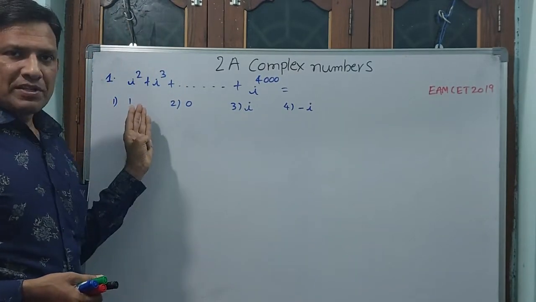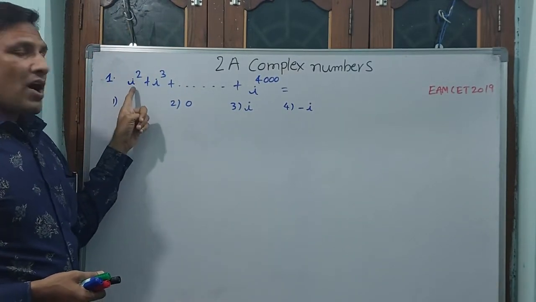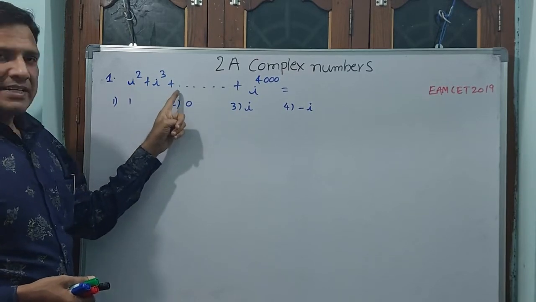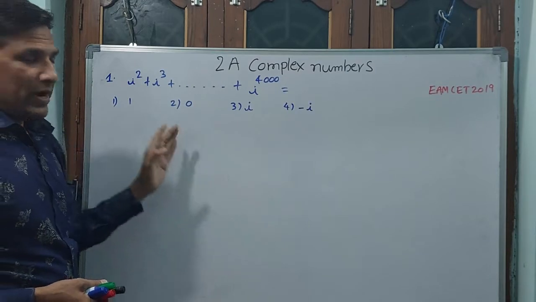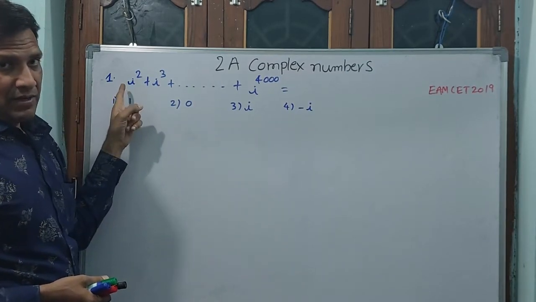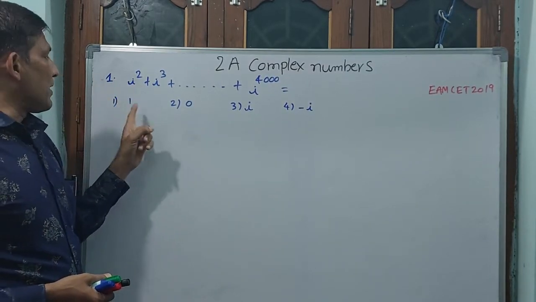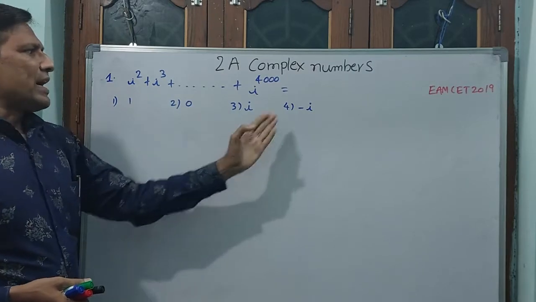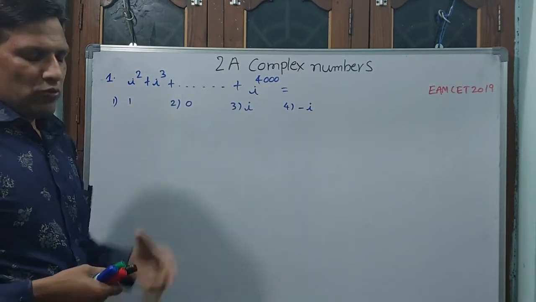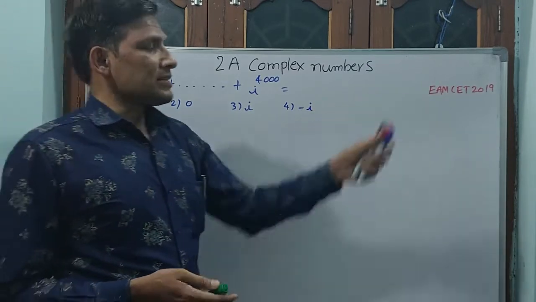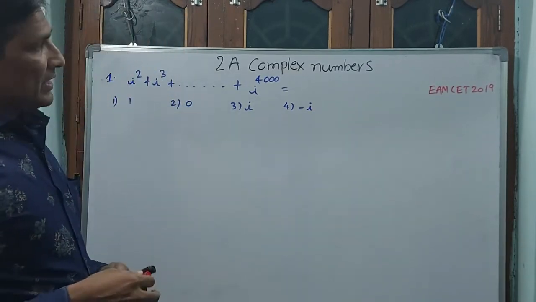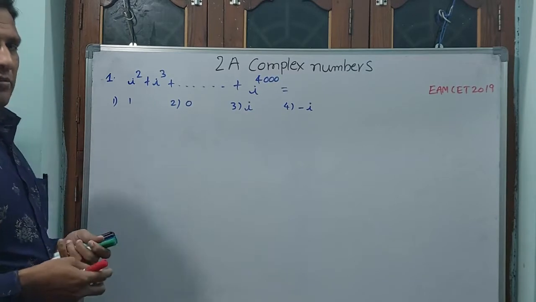See, first question what they have asked: i square plus i cube plus dash dash dash dash up to i to the power of 4000 is equal to, the value of this we have to find. See here, i they have not given. That you keep in your mind, and 1, 0, i, minus i, like that they have given answers. So you have to keep the answers accordingly. Okay, see, this question is asked in Eamcet 2019, and let us try to solve this.